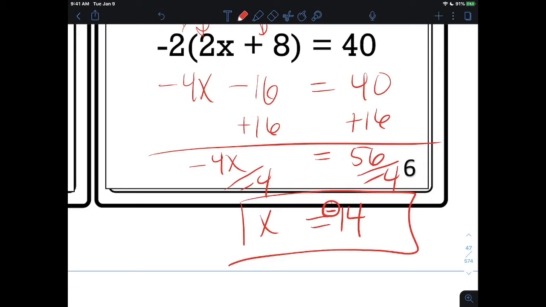Now, if you notice, I circled that negative. Sometimes the negative gets lost with the equal sign. Sometimes things happen and you misread it. I just like to circle them and make sure I show that.